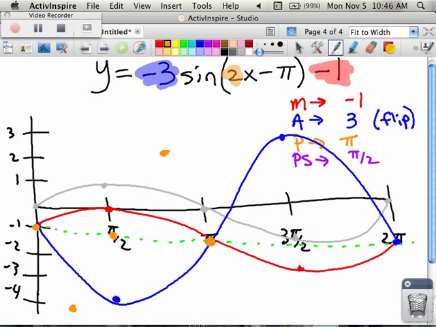So now taking care of my period change, meaning I'm going twice as fast, so it only takes me half as long to occur. I'm now finishing in pi units, not 2 pi. 1 valley, 1 mountain in pi.